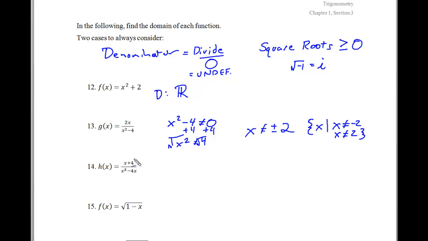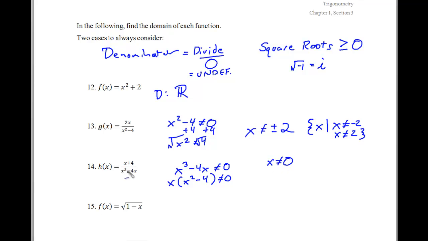For problem number 14, we're going to do the same thing. We notice we have a denominator, so I'm going to set that denominator to not equal 0, because we do not want that denominator to ever be 0. To solve this problem, you're going to do a little factoring. You're going to factor out an x, which gives me x squared minus 4 cannot be equal to 0. If you notice, x squared minus 4 was part of the original problem, which is why I did it here.